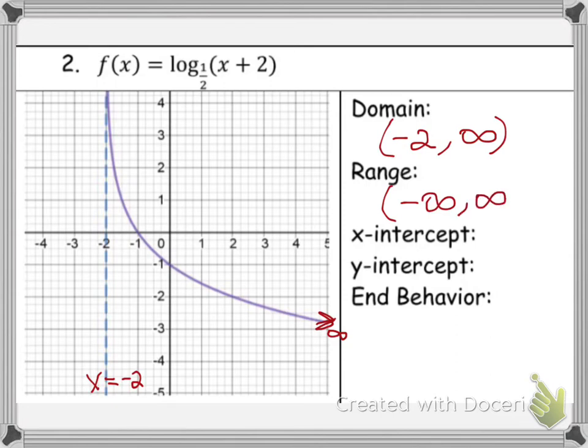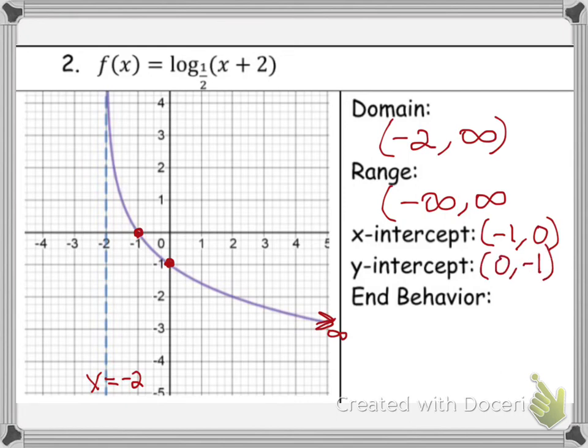For my x-intercept, let me look on my x-axis. I see it crosses at this point right here. And that point is -1, 0. My y-intercept, looking at my y-axis, crosses at the point right here, which is 0, -1.